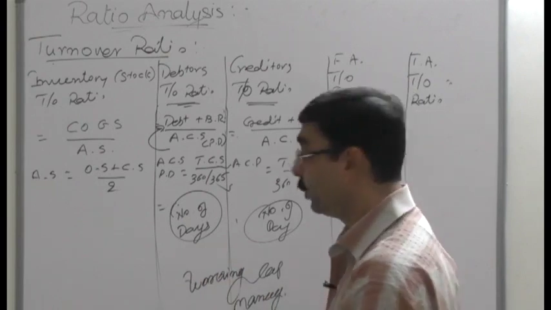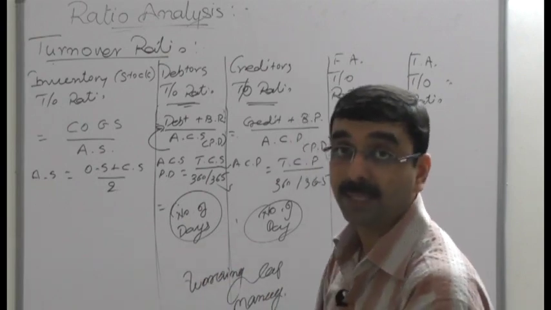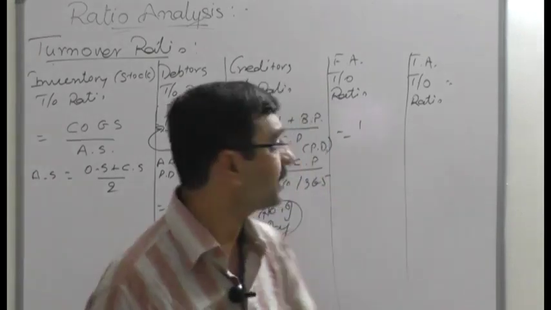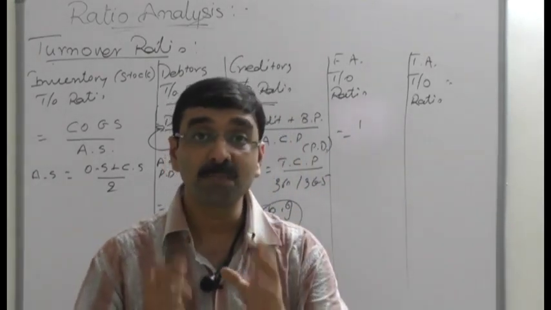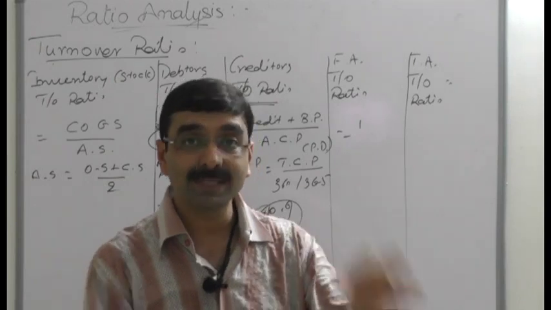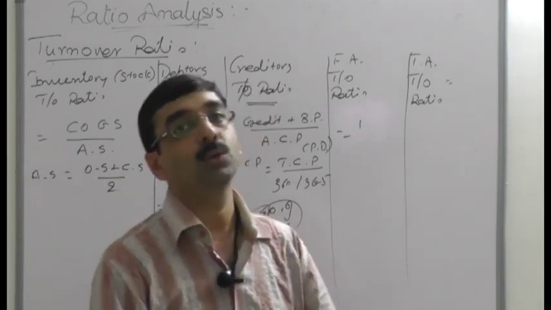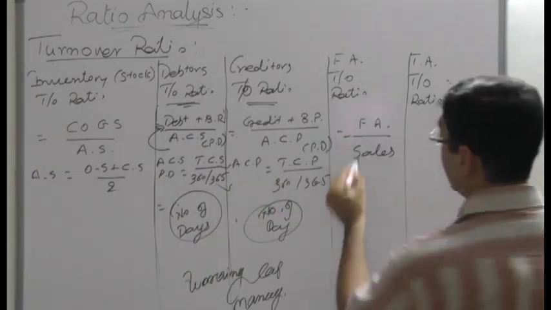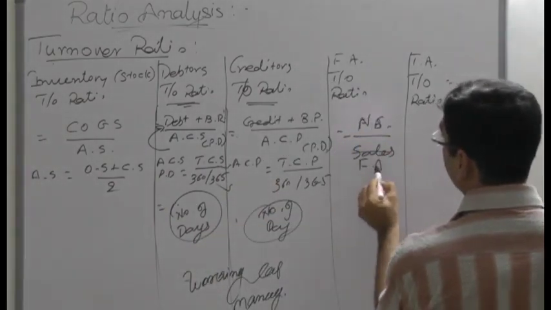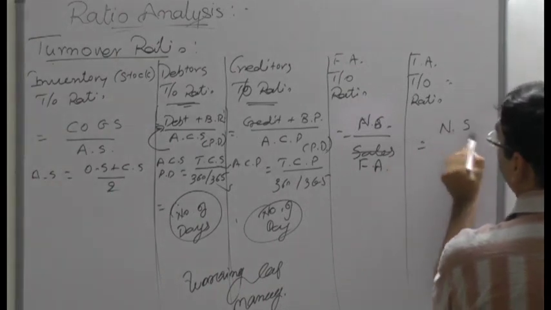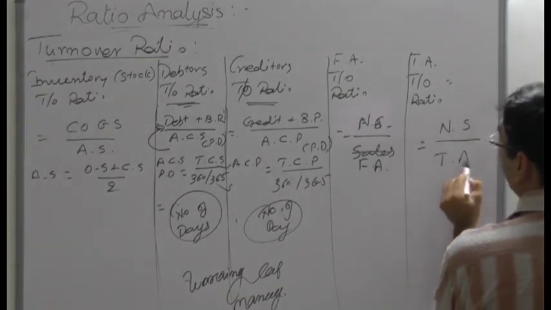So this is related to working capital management. Now here the fixed asset turnover ratio and total assets turnover ratio show the comparisons of the amount of fixed assets with the sales and the total assets with the sales. It means net sales divided by fixed assets and net sales divided by total assets.